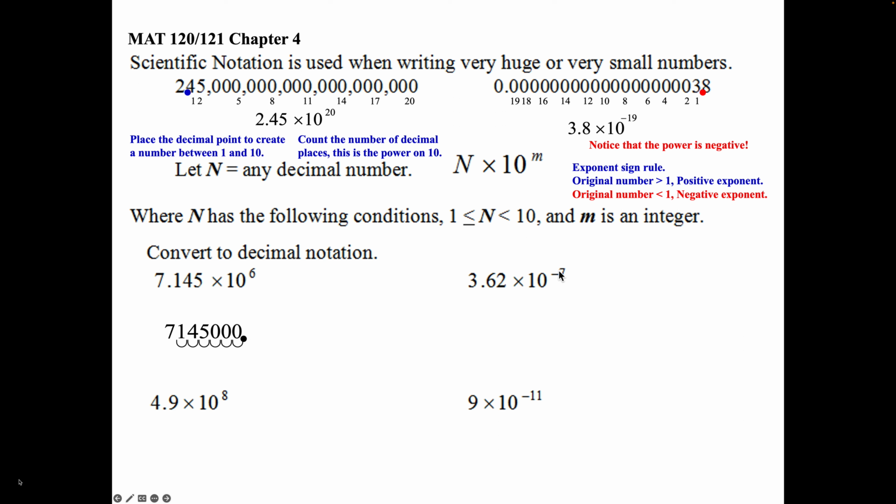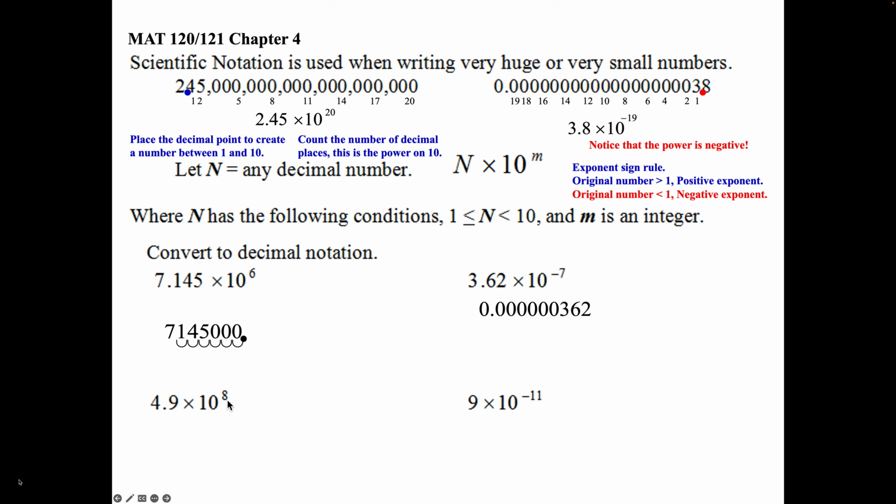3.62 times 10 to the negative 7. Okay, now it's negative. It's got to be less than 1, so now the decimal point has to count to the left. Positive counts to the right, negative counts to the left. So this is going to be 0.0000001234560362. Shortcut, I know I'm going to go over 1 decimal place. I have to count 7 decimal places to the left. Take away 1, put in 6 zeros.